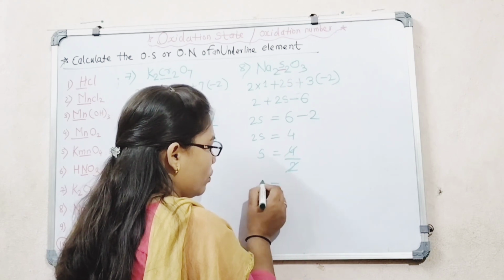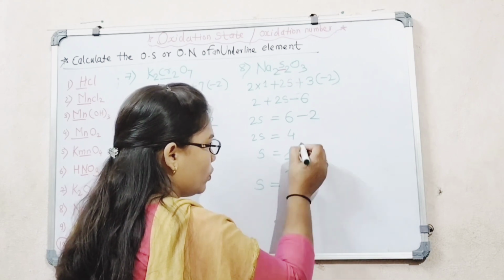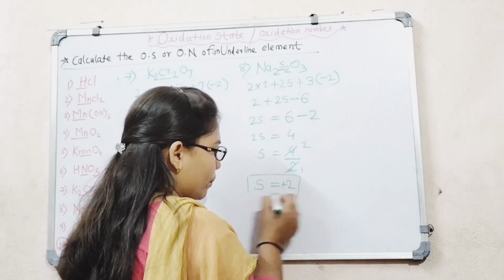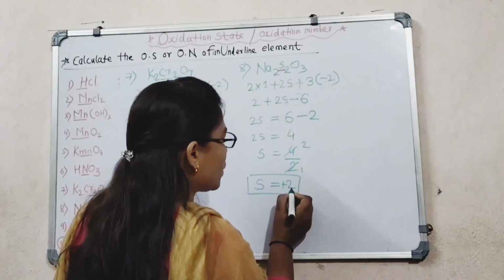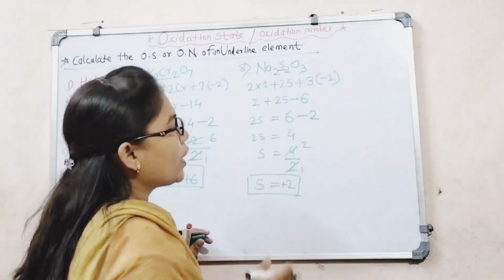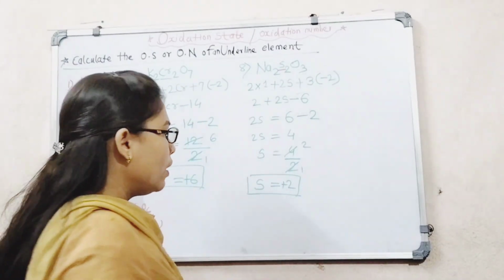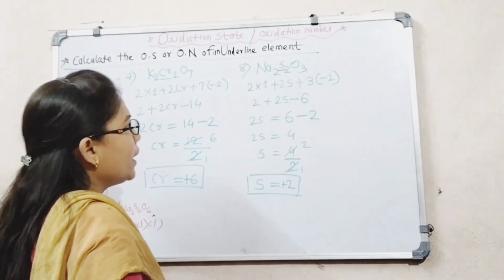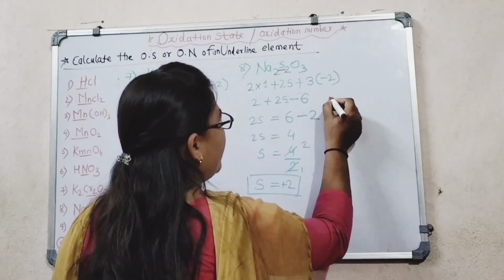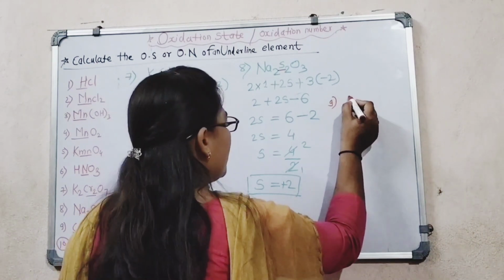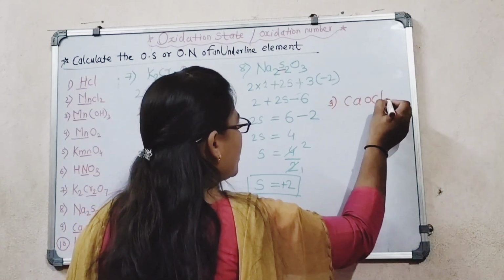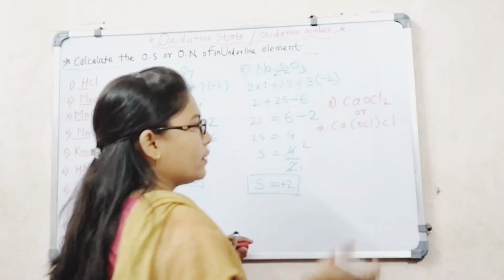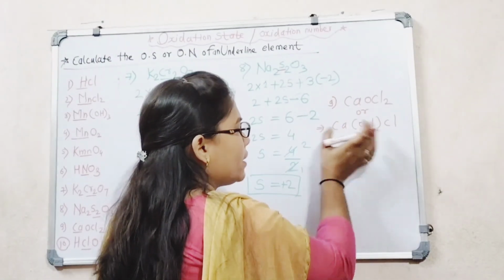4 divided by 2 means S is equal to, 2 ones are 2, 2 twos are 4. So that's why plus 2. The oxidation state of S is plus 2 in sodium thiosulfate, which means Na2S2O3. Next, example number 9, that is CaOCl2. Okay, we can write this example like this.